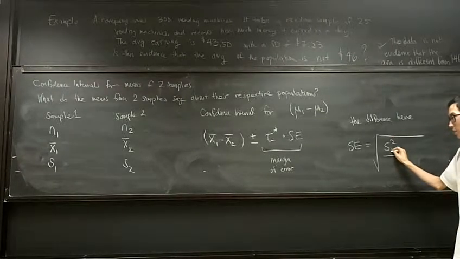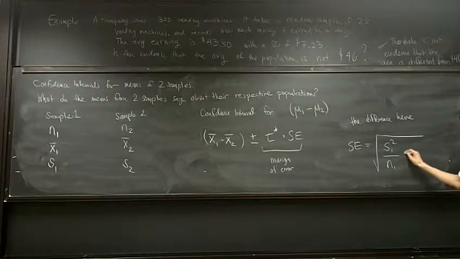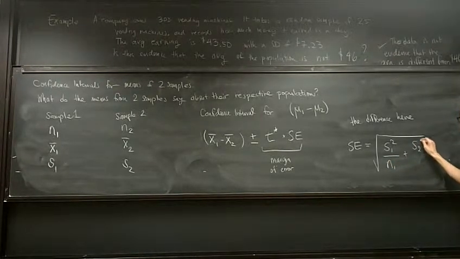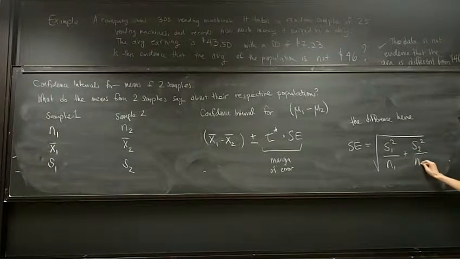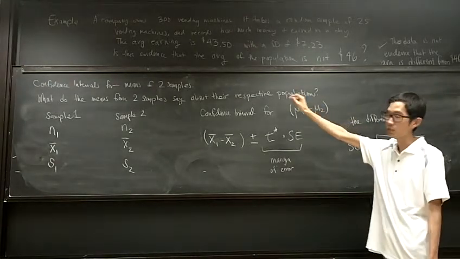The standard deviation of group 1 squared divided by n1 plus the standard deviation of group 2 squared divided by n2, the size of group 2, take the square root of the whole thing. And this is the standard error for confidence intervals for means of 2 samples.